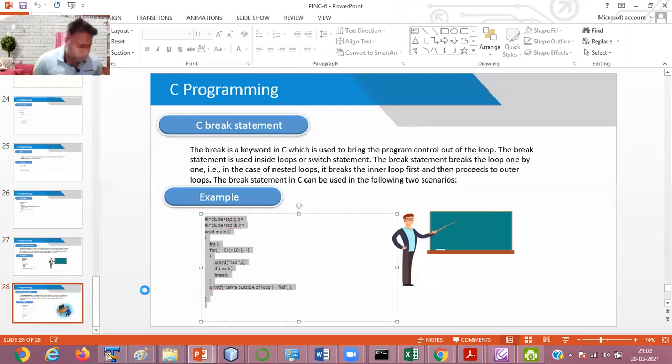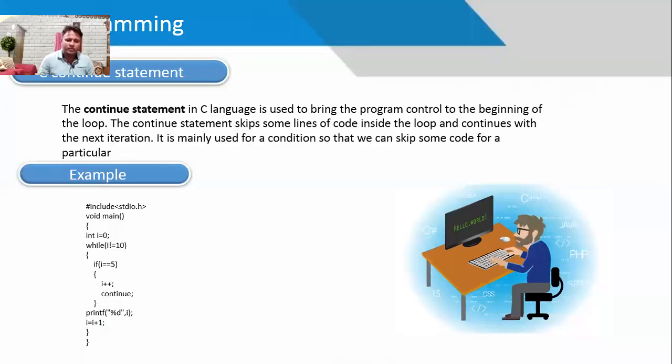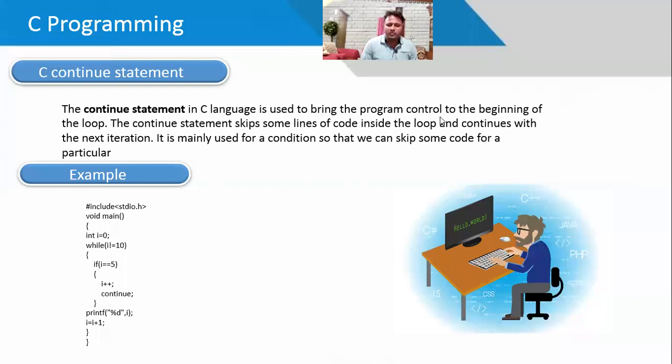Then we move to the next part, called the continue statement. The continue statement in C language is used to bring the program control to the beginning of the loop. The continue statement skips some lines of code inside the loop and continues with the next iteration. Break means it stops. Continue means when you give a condition, at that time it skips that particular statement.